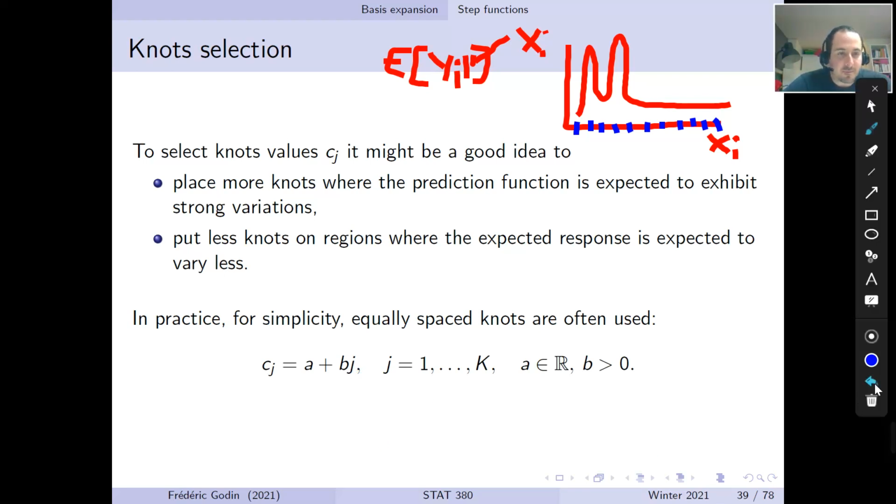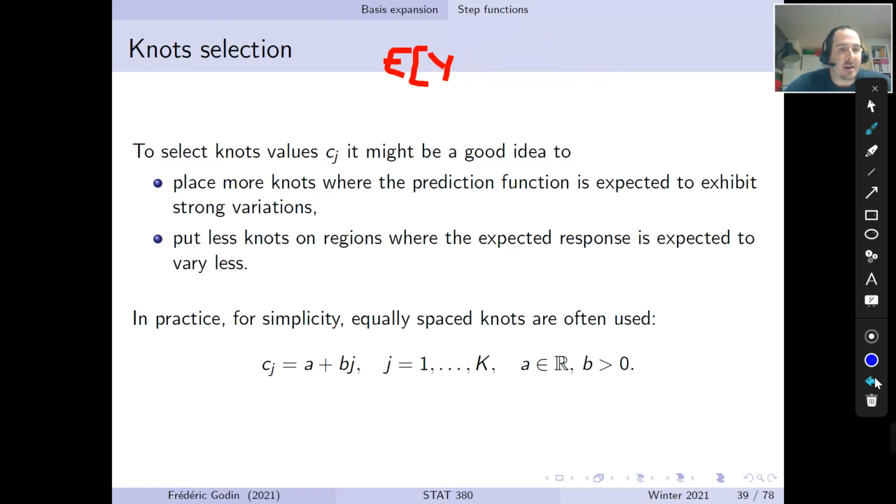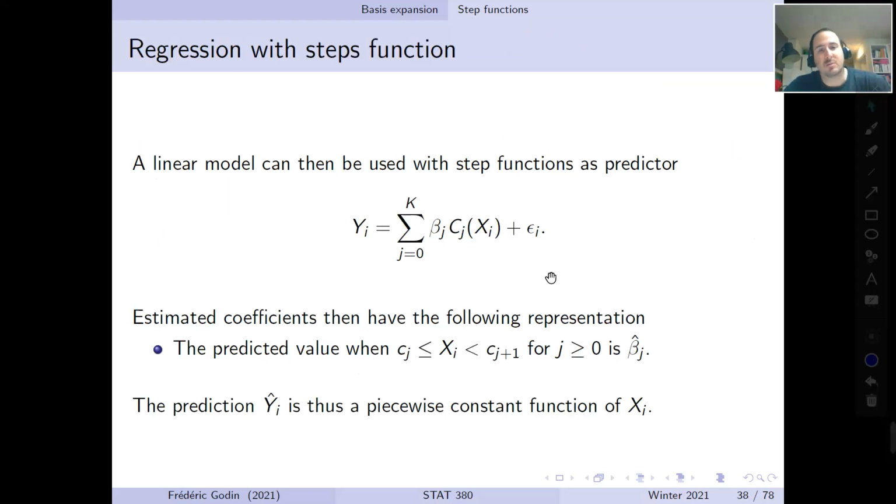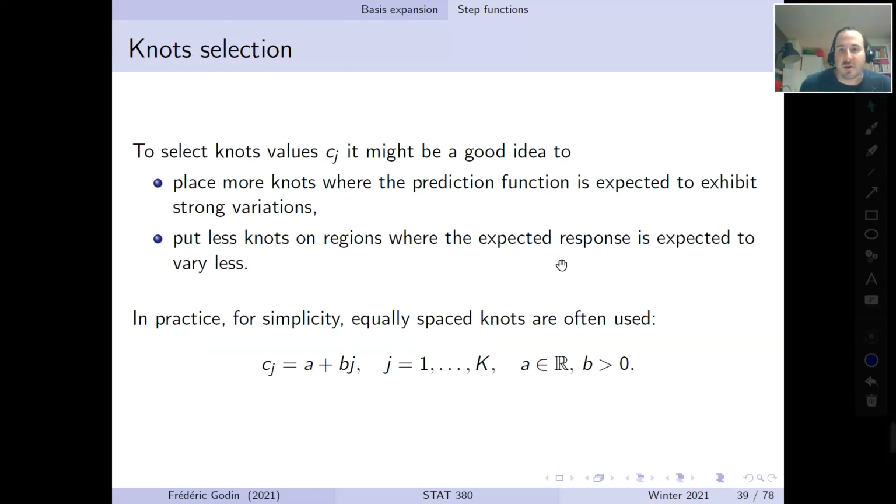Okay, so now once you've selected the knots, getting estimates of beta is very easy because it can be done through linear regression as we've seen in the previous slide. So we can still express this piecewise linear function within a regular linear model where the predictors are the Cj's, which are the indicator functions. So if you use that, then you can obtain a piecewise constant prediction through your linear regression, which is very good.